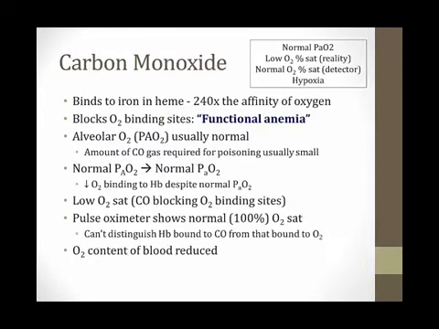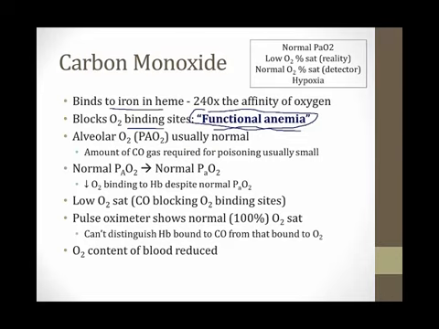And then finally, carbon monoxide poisoning is a special cause of hypoxemia. Carbon monoxide binds to the iron in heme with 240 times the affinity of oxygen. This will block oxygen binding sites in hemoglobin and cause a functional anemia. And this phrase is very important. This is how you want to think of carbon monoxide poisoning. It causes a functional anemia by taking hemoglobin away from oxygen.